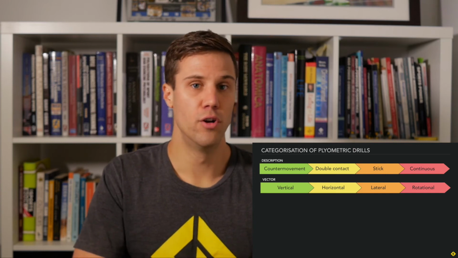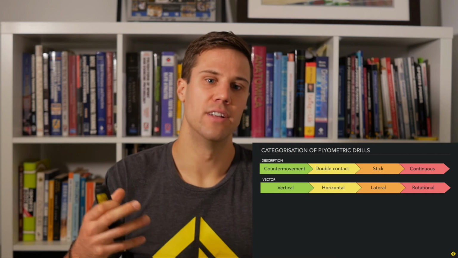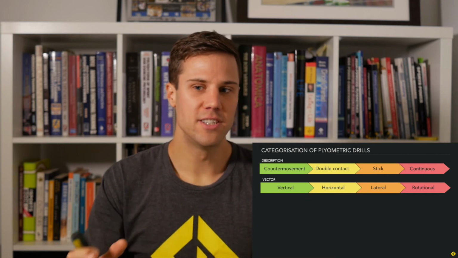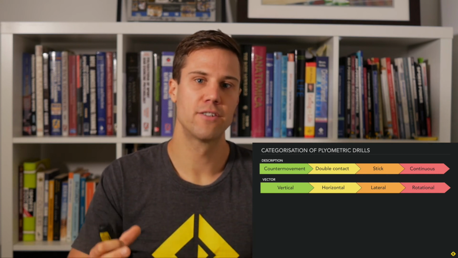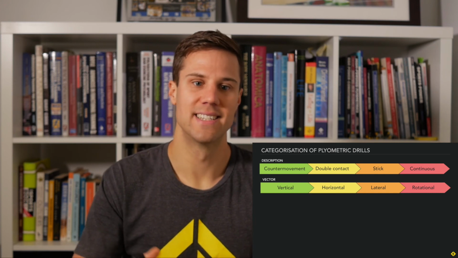We then have our movement vector, so the direction you're moving. Vertical is easier than horizontal, is easier than lateral, and that is in turn easier than rotational. You can see though, if you do a counter movement rotational exercise, that's probably going to be easier than a lateral sticking exercise. So it's not just in a vacuum. So the vector of an exercise, an easy rotational exercise might not be as hard as a continuous horizontal exercise. So these are interchangeable, and we'll talk more about that in a second.